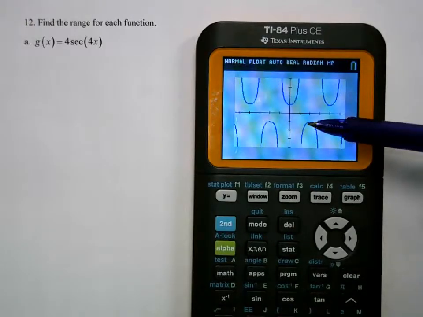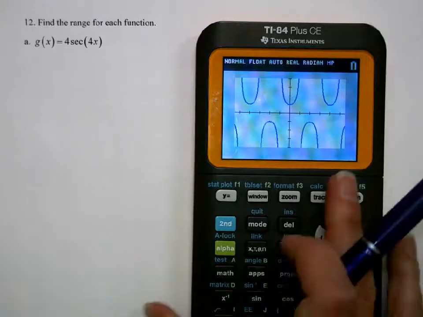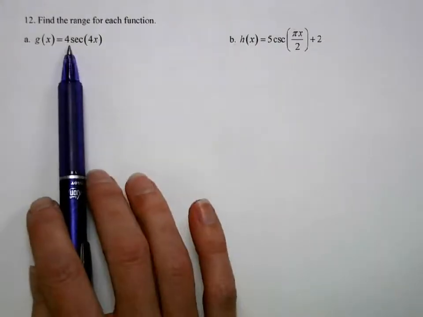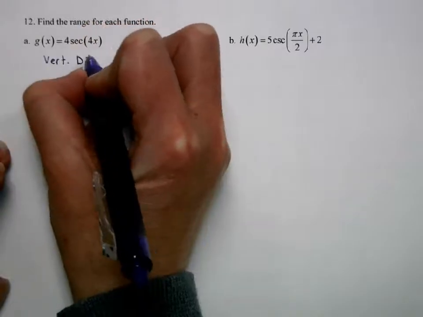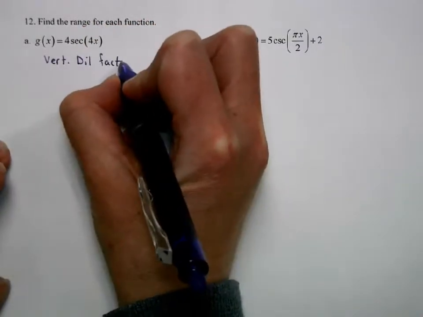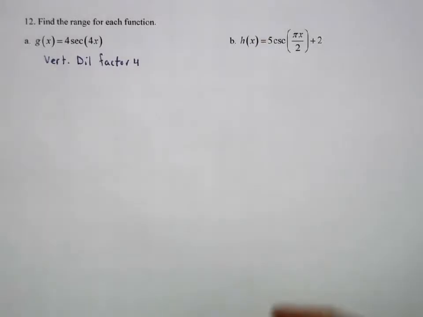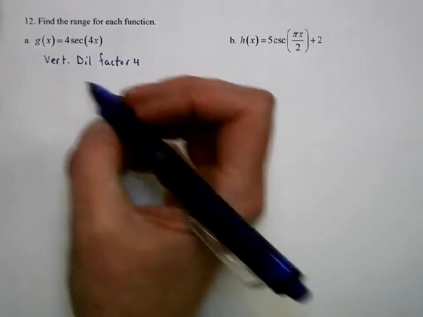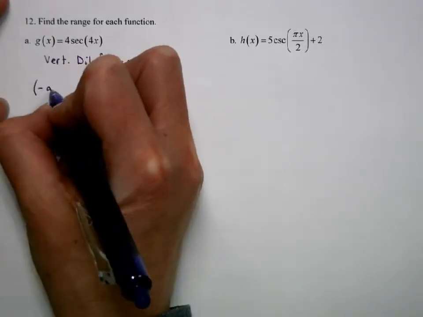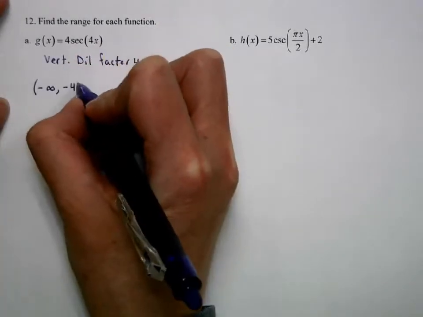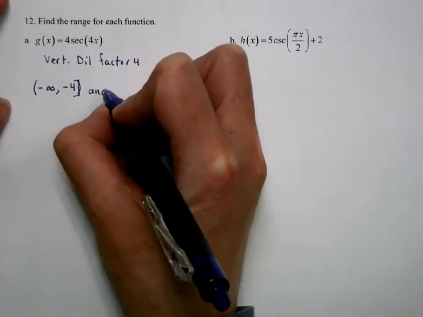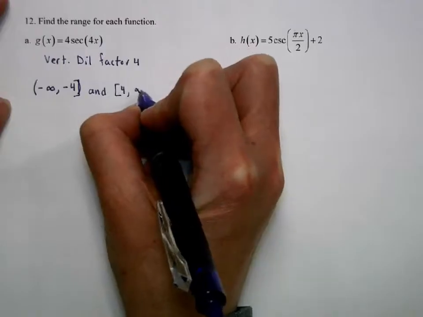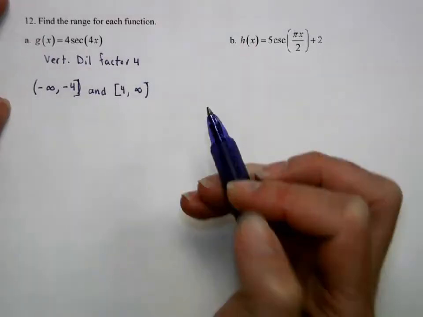Here with this 4, I have a vertical dilation by a factor of 4. Which means those asymptotes, or not those asymptotes, where we were at 1 and -1, our new range is going to be between -infinity and -4 inclusive, and from 4 up to infinity. And when we do the brackets, we include the -4 and the 4. We don't include the infinities.